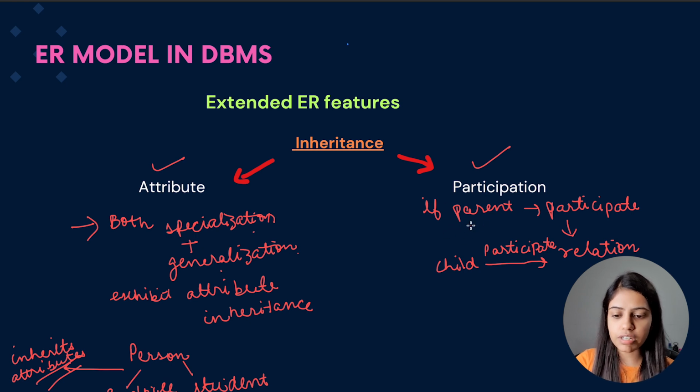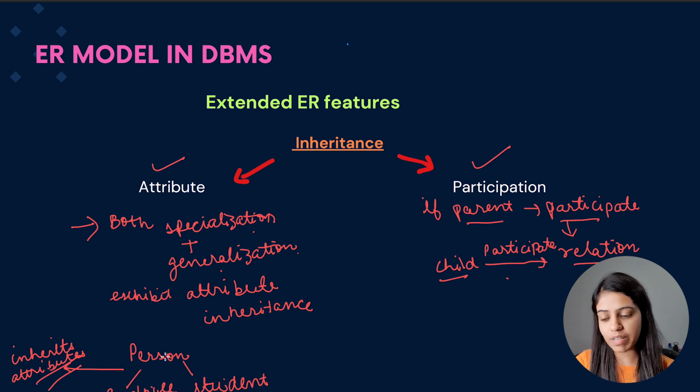In participation inheritance, if the parent is participating in some relationship, the child would also be participating in that relationship. So consider person is a parent and employee and student are children. If the parent is participating in any relationship, employee and student would be participating in the same.